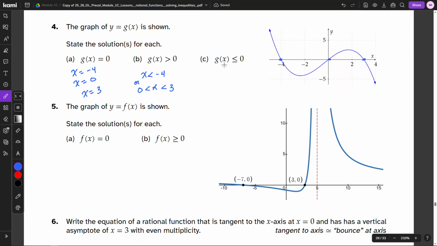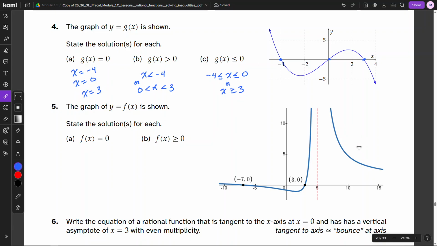When is g of x less than or equal to 0? Well, g of x is going to be less than or equal to 0. It seems to be when x is greater than or equal to -4 and less than or equal to 0, as well as when x is greater than or equal to 3. So there are my solutions if I'm looking at the graph.